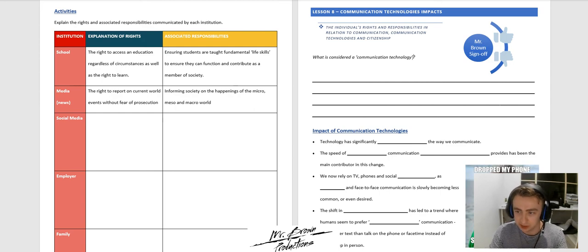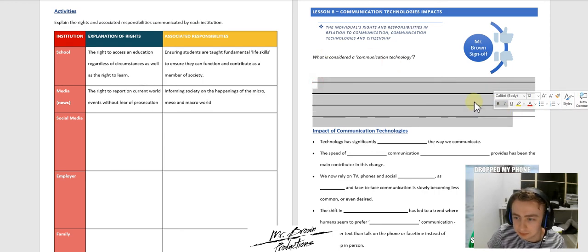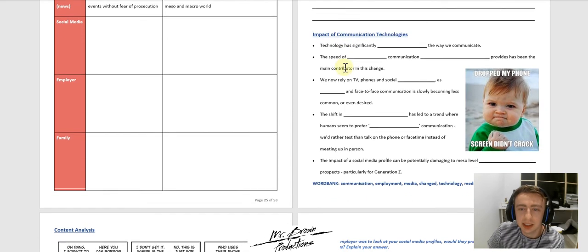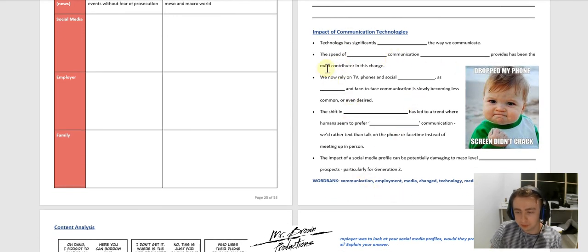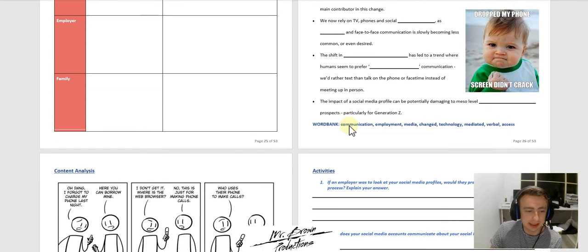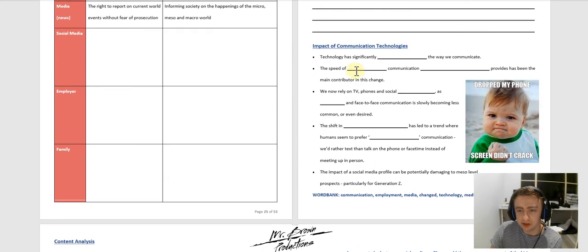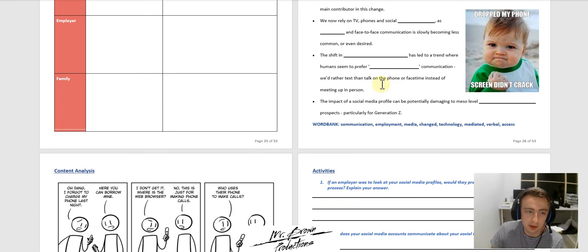So what I want you to tell me is what you consider to be a communication technology there in 4 lines. After you've done that, I would like you to work on this word bank, and we'll come back to it when we're completed. So this is a general overview looking at the impact that communication technologies has on individuals and society. So we're looking at a micro, meso, macro concept here.